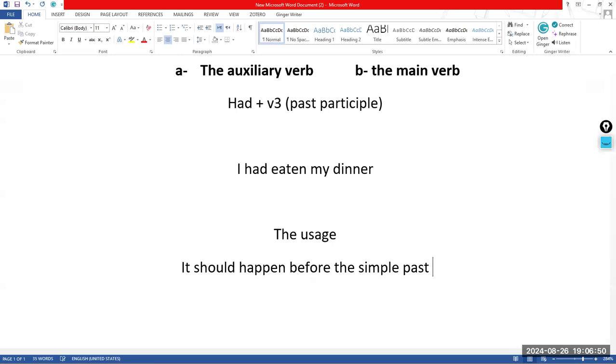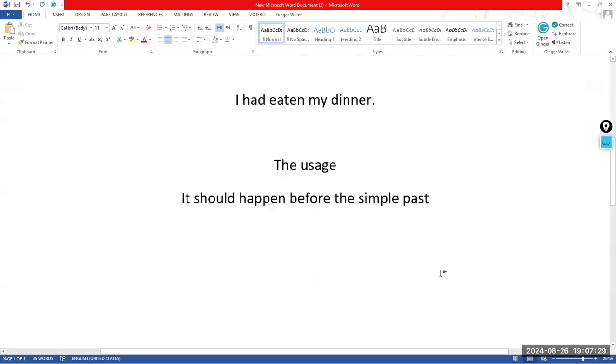Absolutely, I'm going to write an example. So keep in mind, please, that the past perfect should be used before the simple past. And one thing you have to remember, I cannot use the past perfect alone in the sentence. I mean, if you want to say, I had eaten my dinner, this is wrong. Why is this wrong? Because the past perfect cannot be used alone. What shall I do? You have to use the simple past with the past perfect all the time. Okay?